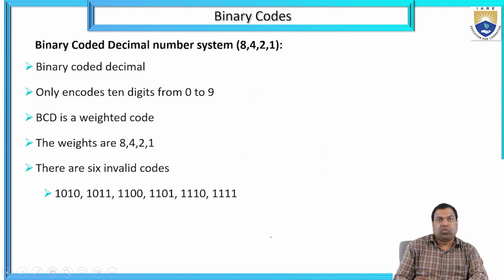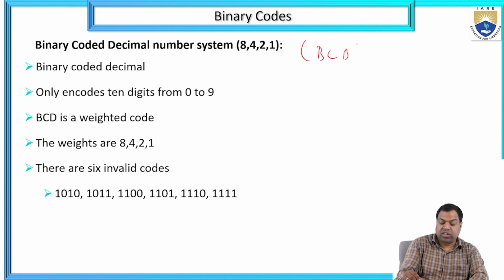And the binary coded decimal number system, that is BCD, is also called the 8421 method. Binary coded decimal encodes the 10 digits from 0 to 9. That is the binary coded form. And BCD is a weighted code. Already we discussed that binary codes are of two types, weighted code and non-weighted code, but here BCD is a weighted code.